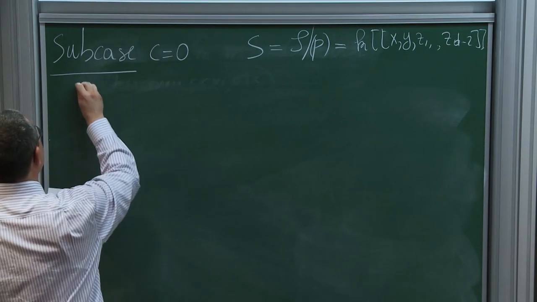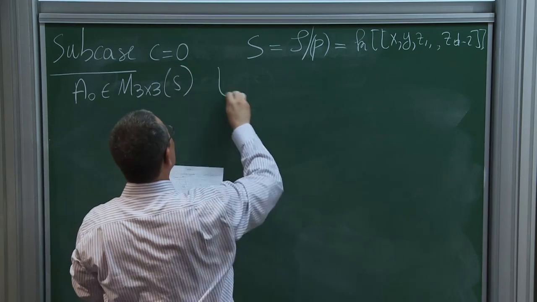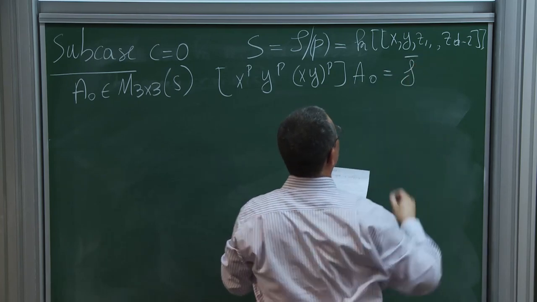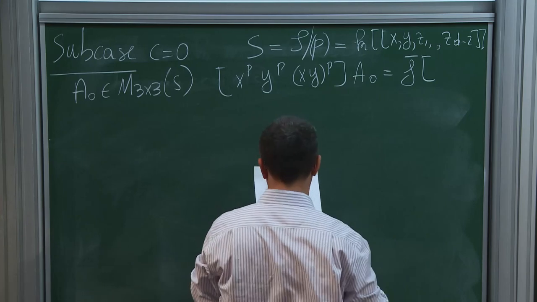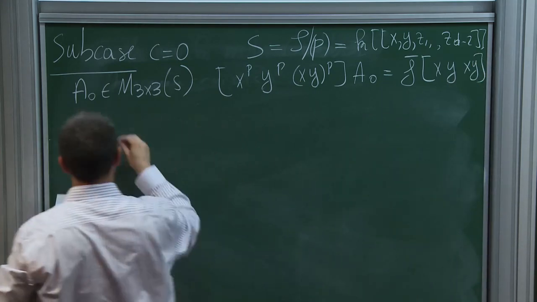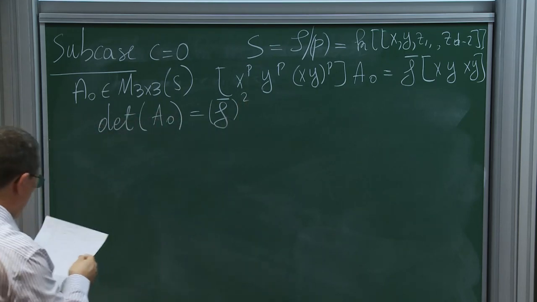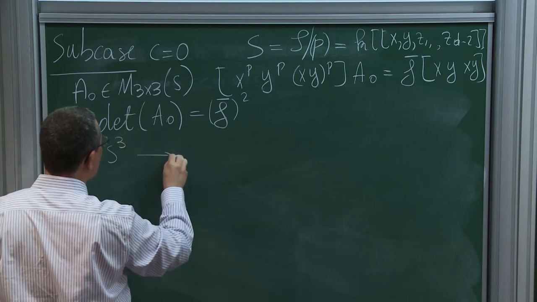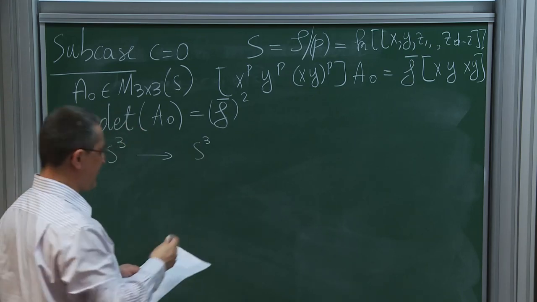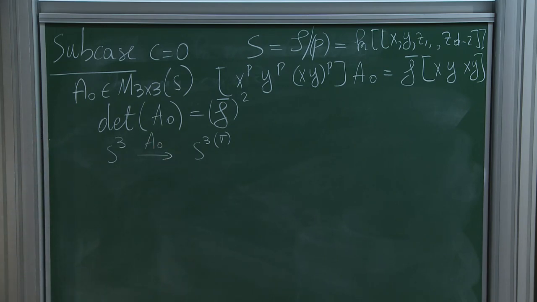So we like to start with a matrix, which is 3 by 3, with coefficients in S, which has the following property, and with the determinant of A naught being equal to F bar to the power 2. With it, we can construct nilpotent Breuer modules as follows. We view S to the power 3 as a free module over S of rank 3, and so on. This will be the Frobenius pullback. We choose the standard basis on both sides, and we take the linear map which defines A naught.